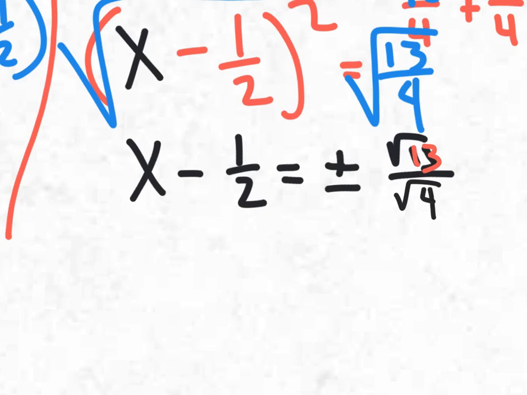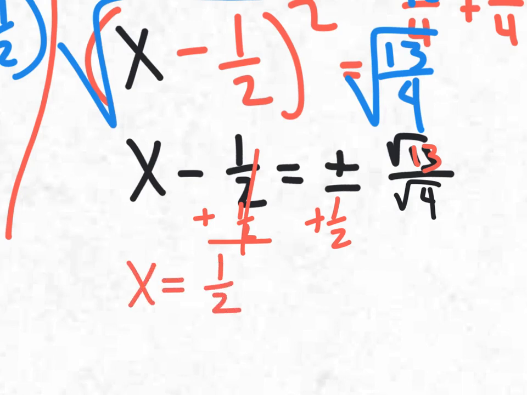So this is my answer so far. I am going to add 1/2 and add 1/2. So my new answer will be x equals 1/2 plus or minus the square root of 13 over 2, because the square root of 4 is 2. And that's as far as you could go.